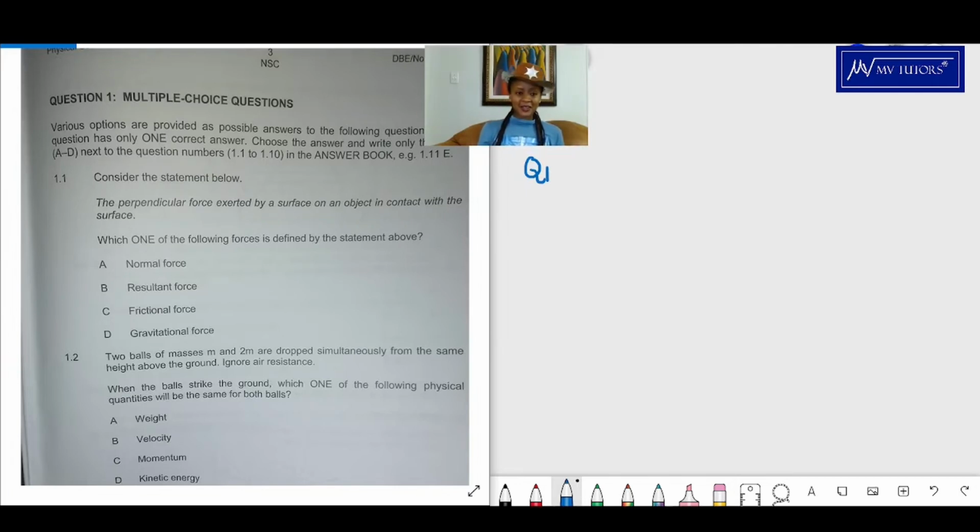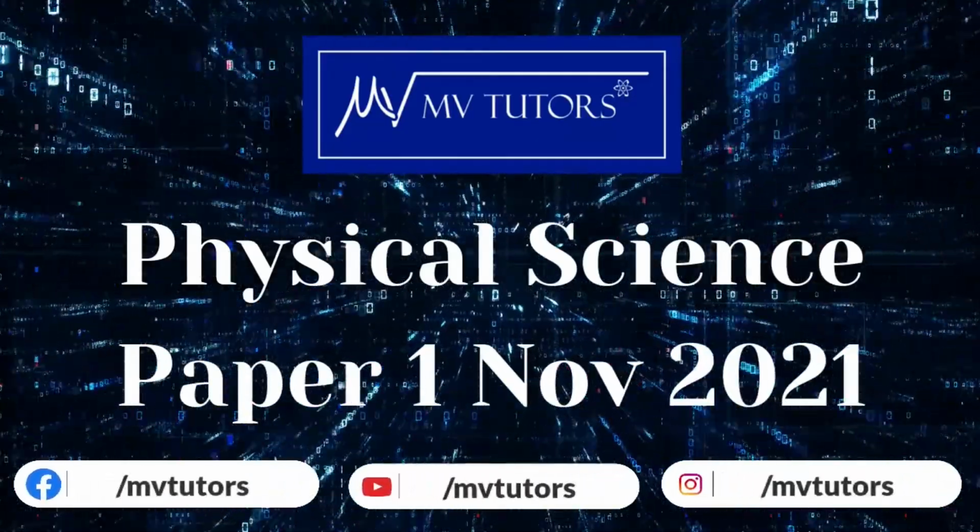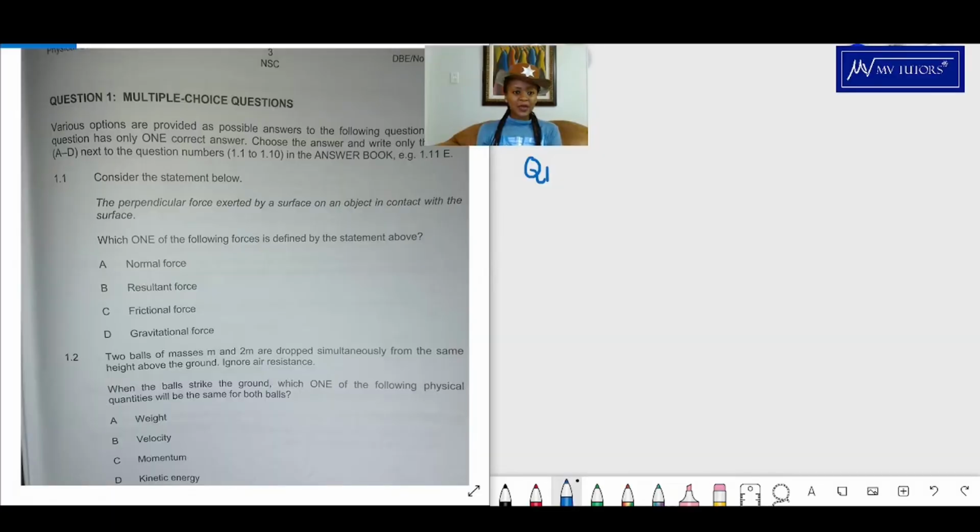But yeah, let's get right to it. 1.1. Consider the statement below. The perpendicular force exerted by a surface on an object in contact with the surface. Which one of the following forces is defined by the statement above?